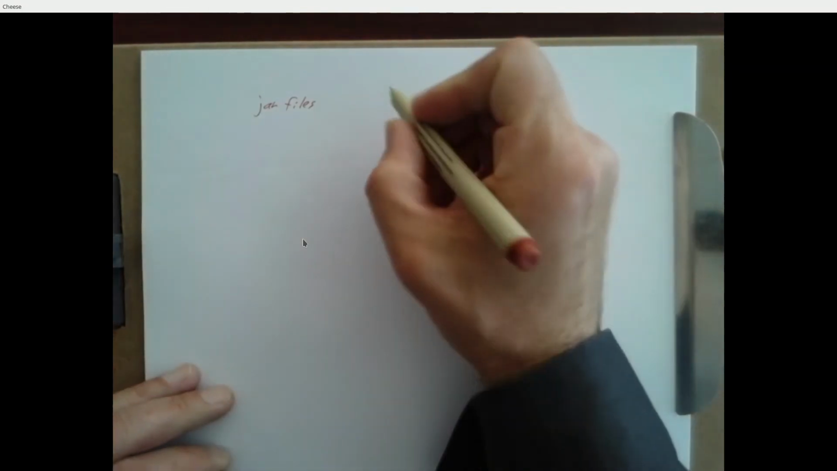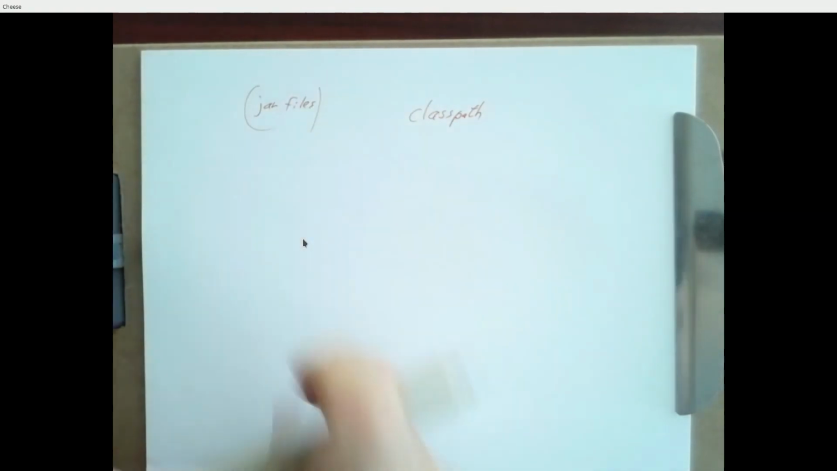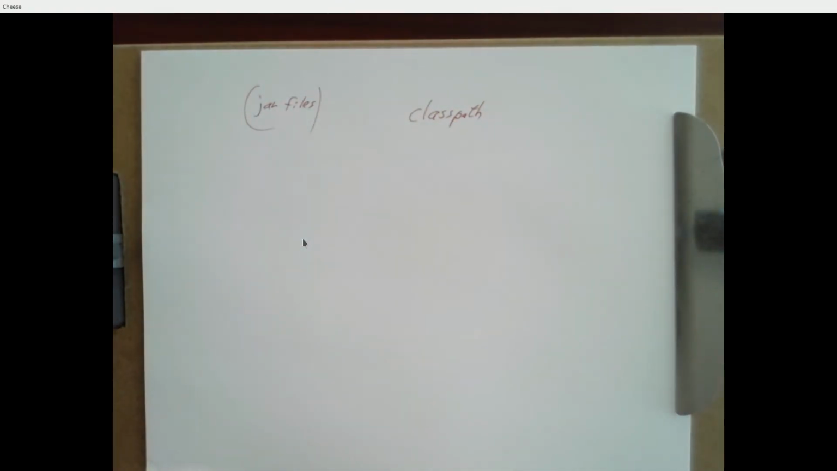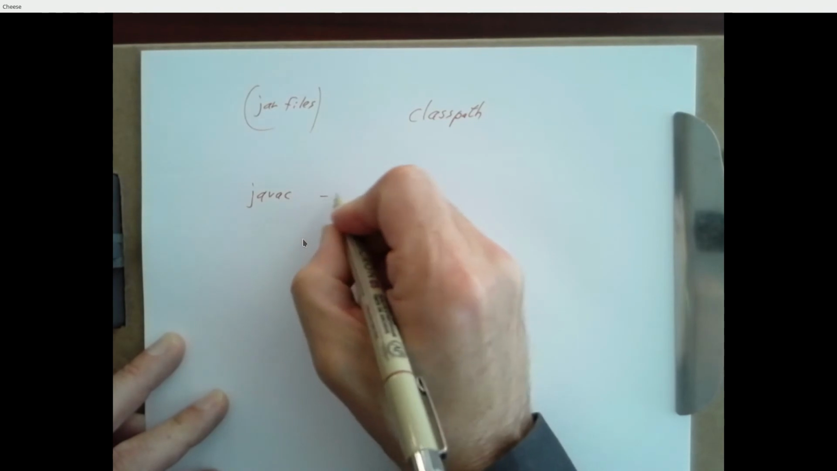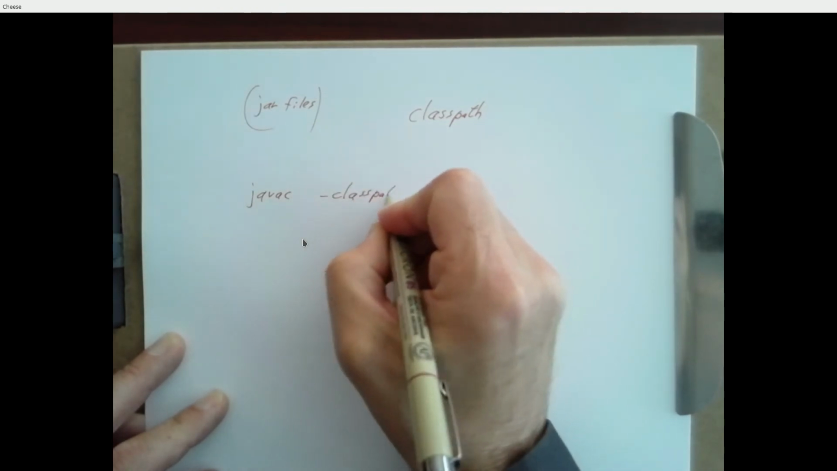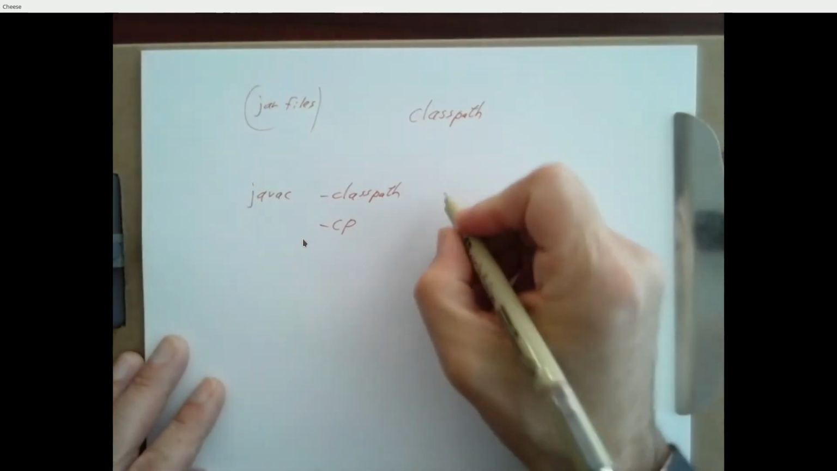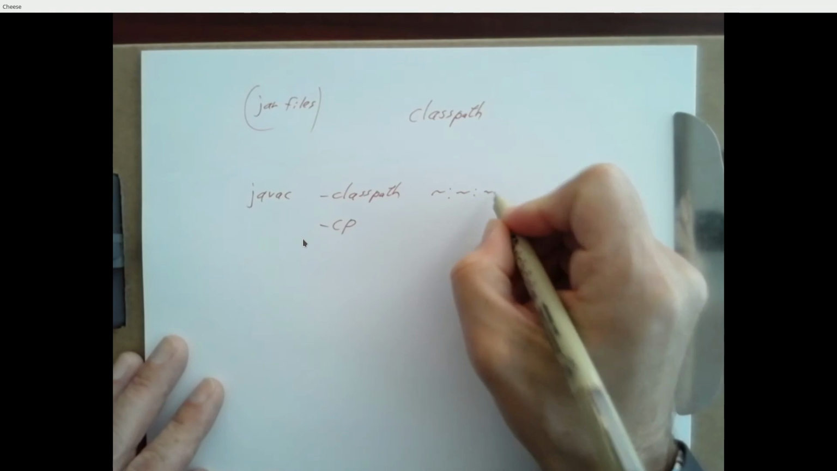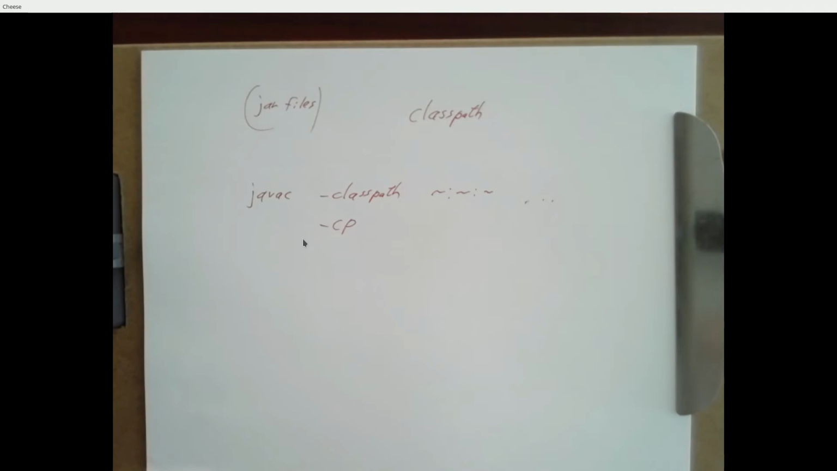So this is something called a class path. We're working up to jar files. By default your class path is your current directory. That's where it looks for classes that are missing. But you can specify -classpath, or -cp as a shortcut, and then a colon-separated list of directories, and then the rest of your usual command line. So it's a switch which lets you specify where to look for classes.